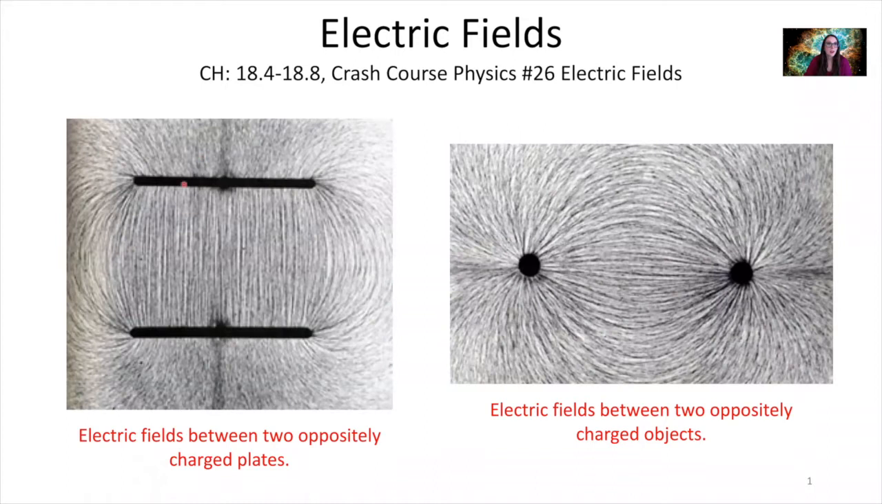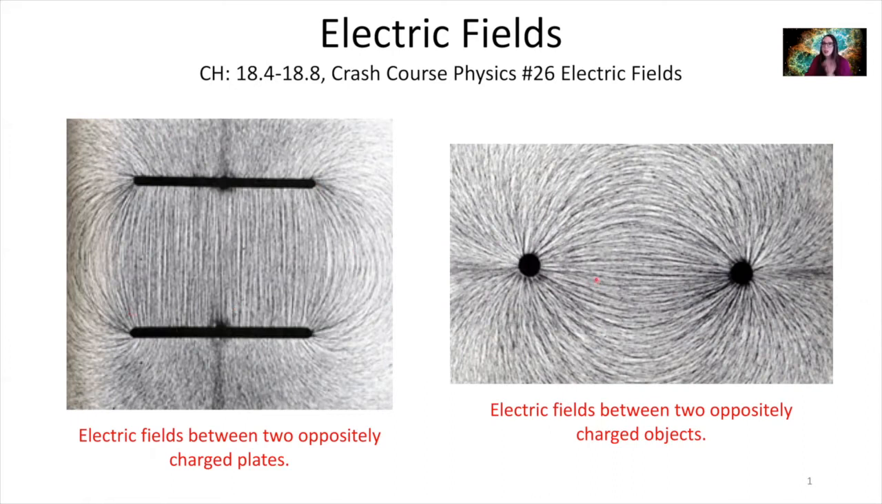So here we have two plates that are oppositely charged. One of these plates has a different charge than the other plate. Maybe one plate is positive and one plate is negative. And all of these black wispy lines here, those are lines of field between these two plates. So we see that we've got fields that are kind of parallel to each other inside the plates, and they kind of arch out on the edges of these plates.